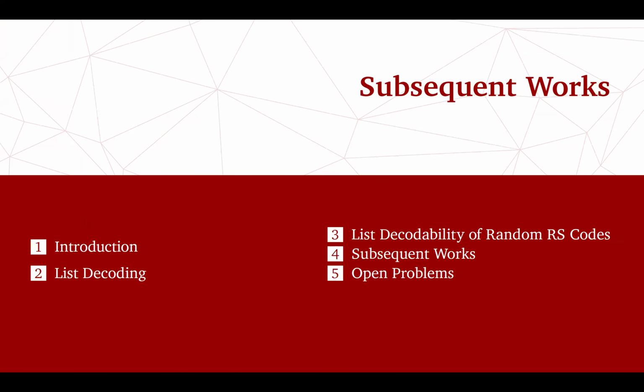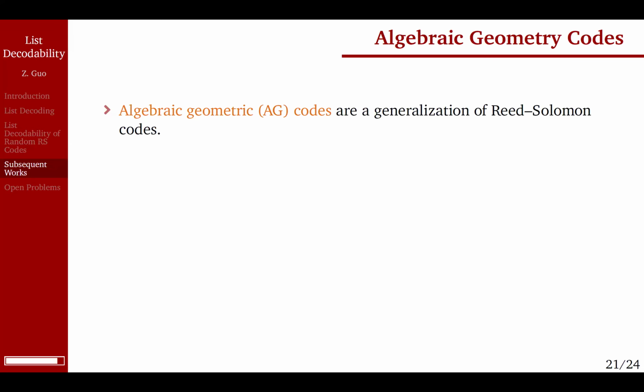I just want to mention some subsequent work. These results can be generalized to other codes. Algebraic geometry codes are a generalization of Reed-Solomon codes where the distance is no longer exactly n-k+1 and not MDS, but they are very close to MDS codes. The advantage of this more general family of algebraic geometry codes is that they exist even over small fields. For Reed-Solomon codes, Q has to be at least n, but there exist algebraic geometry codes where Q is independent of n.